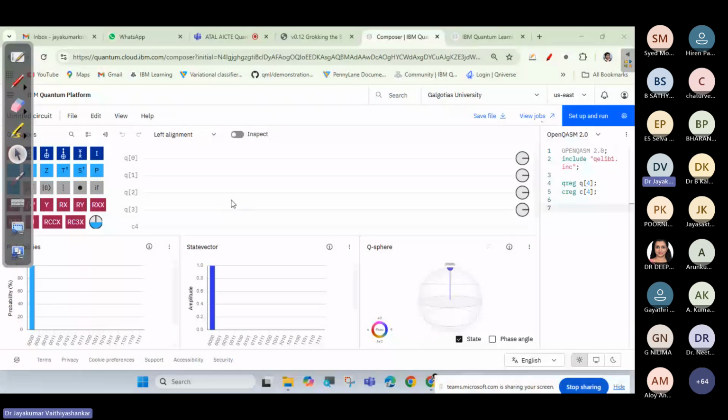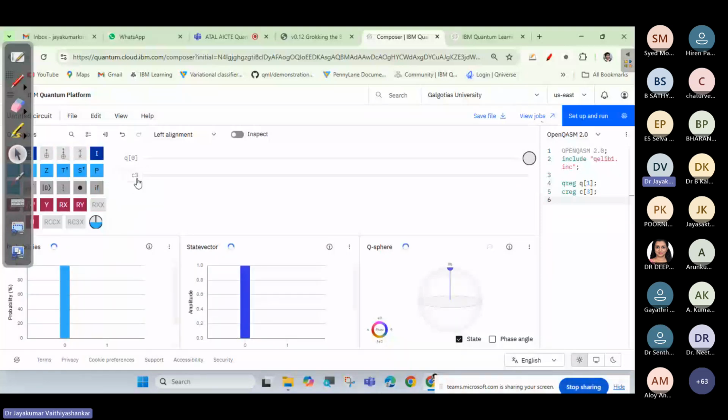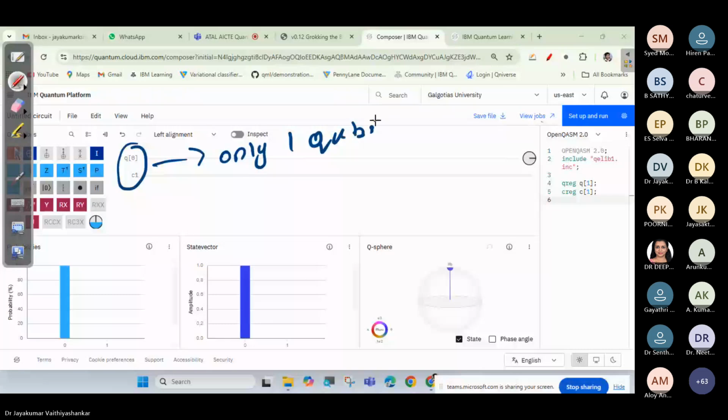Okay. For simplicity, we try to delete quantum bits. Click Q1, select the bin button, delete qubit. Click Q1, select the bin button. Click C4, select minus. Click C3, select minus. Click C2, select minus. So we created only one qubit and one classical bit.